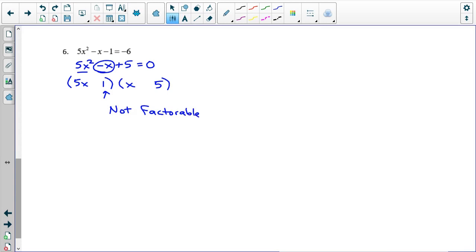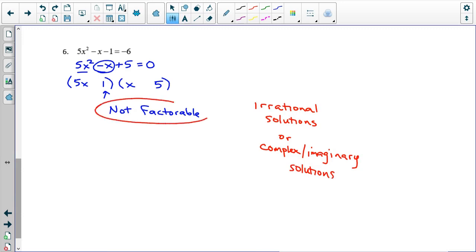And usually what happens when something is not factorable is that we end up with irrational solutions or complex imaginary solutions when something is not factorable. So those are the two things that can happen there.